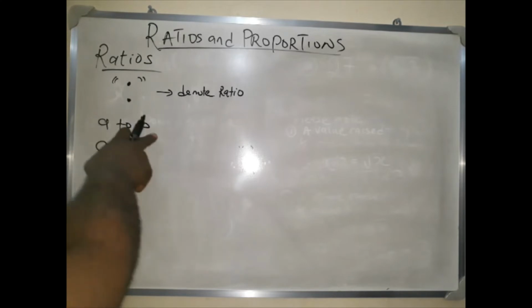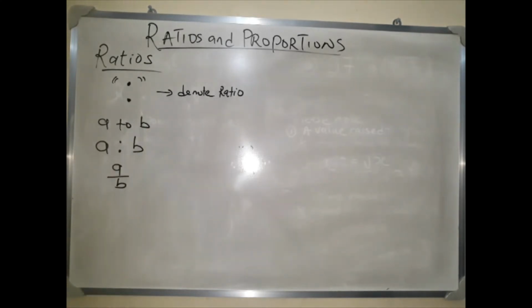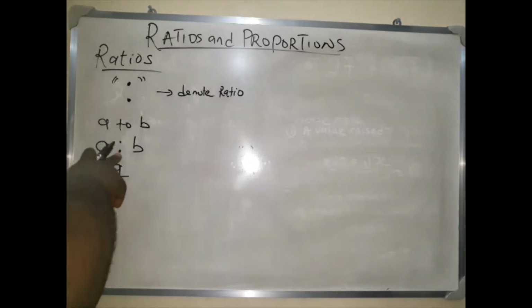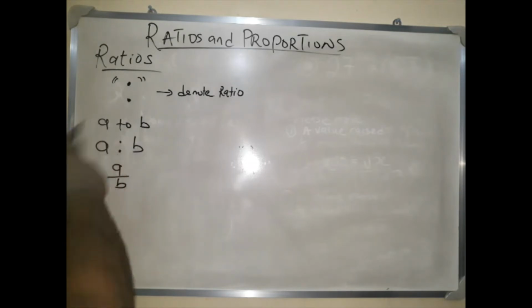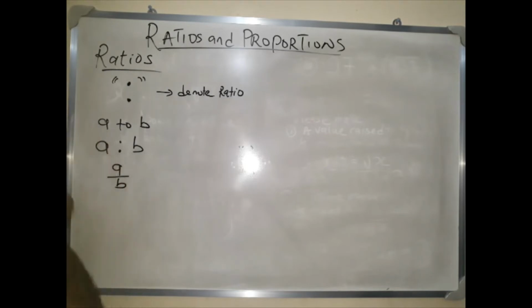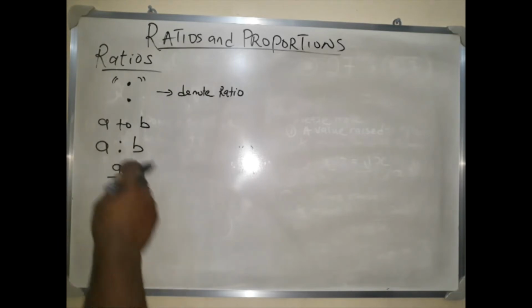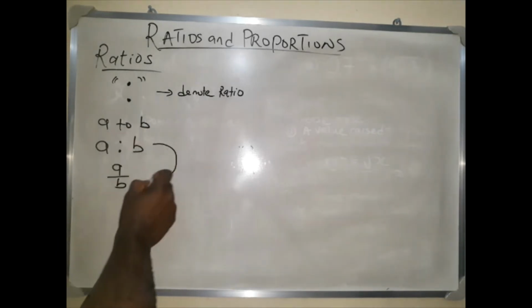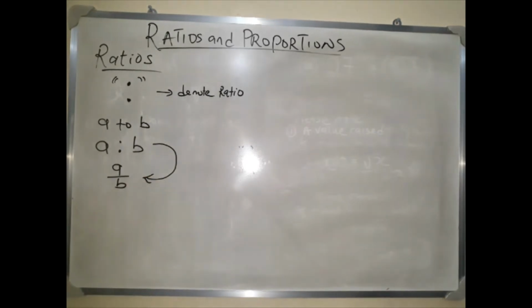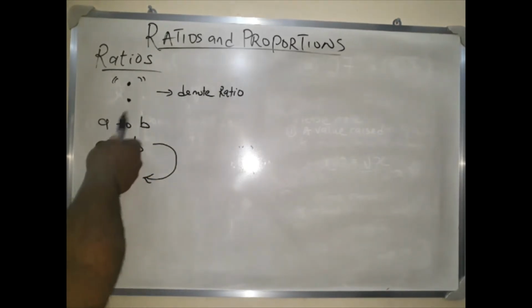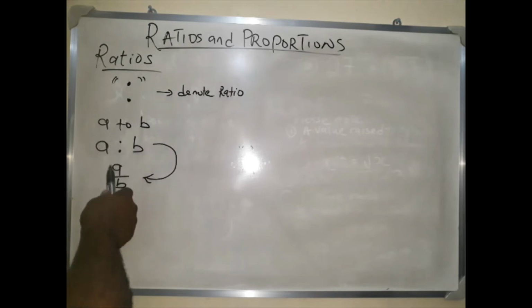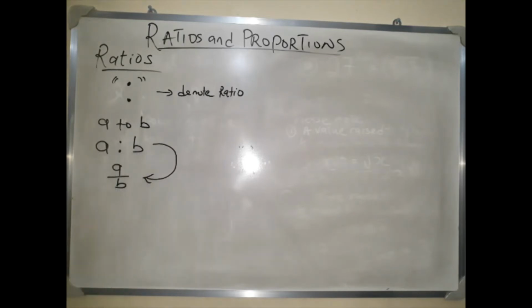This A to B is usually used when writing in words. Then this A ratio B is when we're using the symbol that is used to denote a ratio. Then a ratio can also be represented by a fraction, A over B, which means that A ratio B can also be converted to A over B. So whether you see it as A to B, A ratio B, or A over B, these are the different forms in which a ratio can be represented.